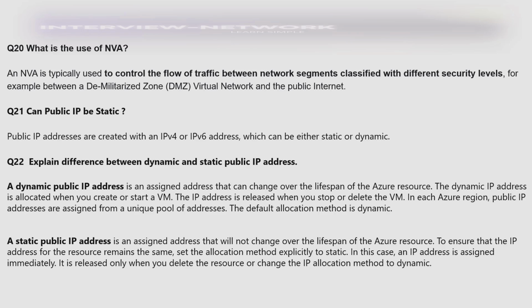A static public IP address is an assigned address that will not change over the lifespan of the Azure resource. To ensure that the IP address for the resource remains the same, set the allocation method explicitly to static. In this case, an IP address is assigned immediately. It is released only when you delete the resource or change the IP allocation method to dynamic.